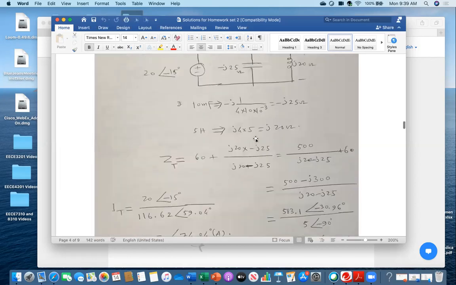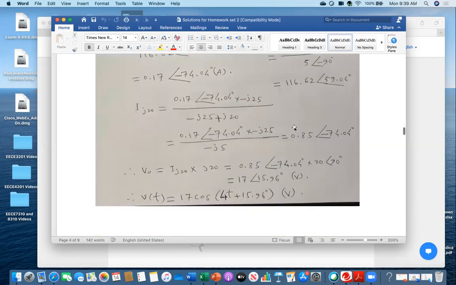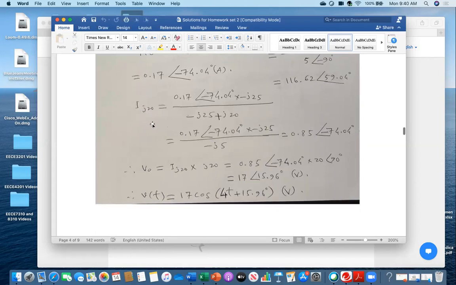And then once I got this current, multiply with this one, that will be your voltage here. So everybody see, I am just multiplying j20 by this current. So finally I got 17 at an angle of 15.96 degree. This is approximate, I think 17 point something. It was a very small number, so I neglected that one. I just rounded it to 17. And then finally convert into time domain. So v(t) is 17 cosine of 4t, because omega was 4, plus this angle. I am done.